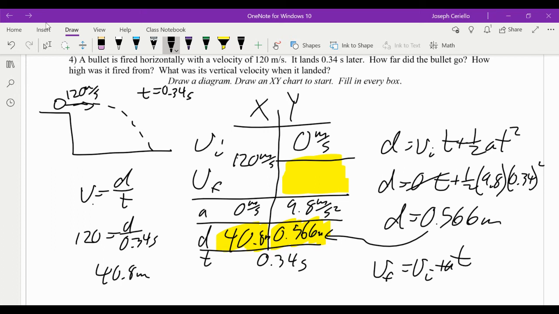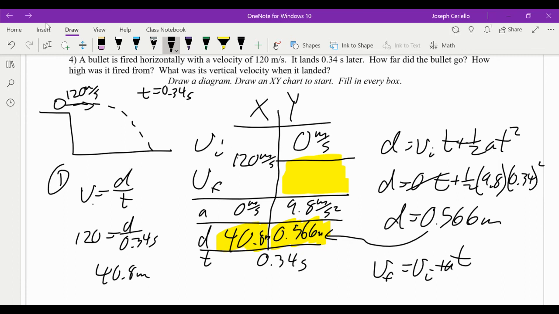So the first question says, how far did the bullet go? That's the distance in the x direction. This is the only equation we can use in the x direction: v equals d over t. V is 120, t is 0.34. We get a distance of 40.8 meters.